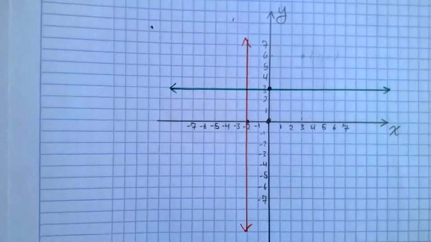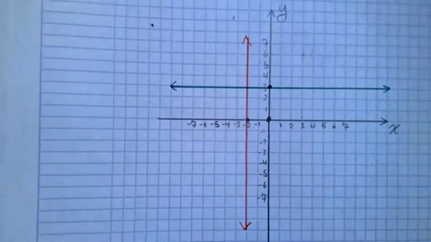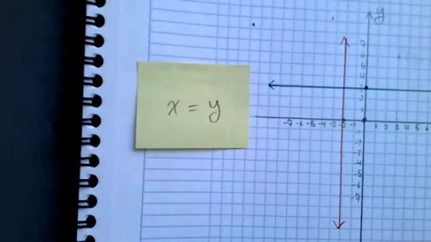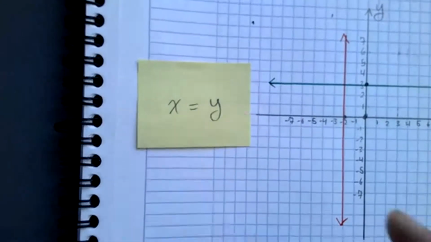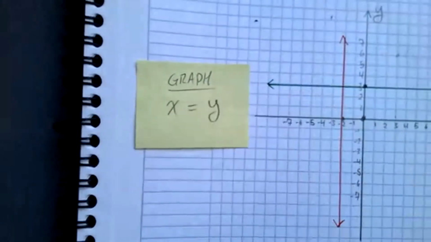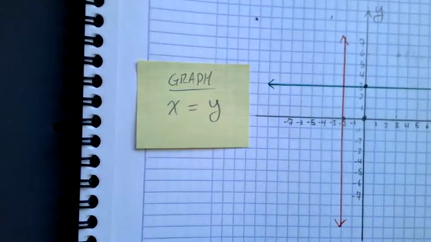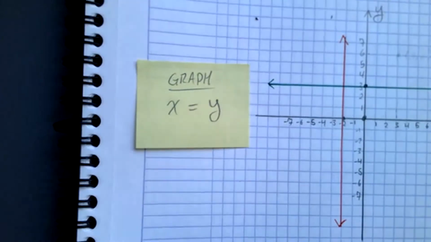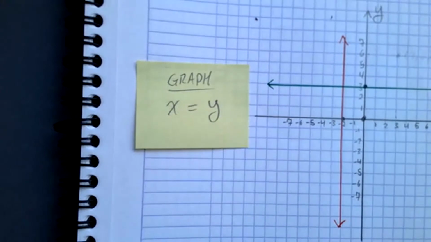Your equations can get a little more complicated, though. Let's take something that has both variables in it, x equals y. So this equation, x equals y, if I'm asked to graph it, what that means is I need to draw a picture on the grid of every single point where the x-coordinate and the y-coordinate are the same.